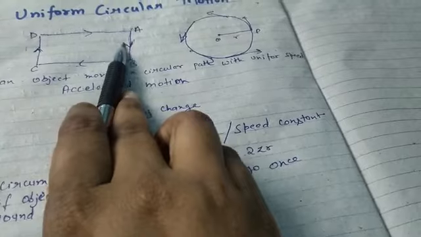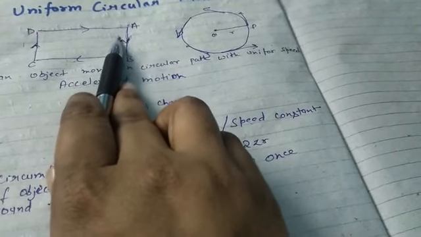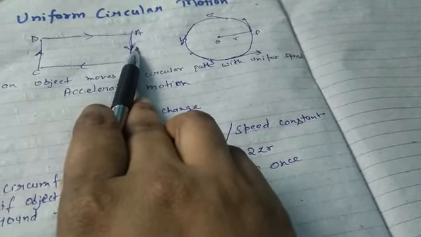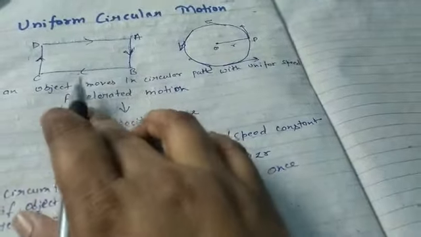Now come to uniform circular motion. So what is uniform circular motion? When we talk about uniform straight line motion, speed is constant and direction is also constant. From D to A, speed and direction both are constant, so this is uniform straight line motion. But when the object moves from here to here, the speed is constant but the direction is changed. That means the velocity is changed. And when we have a change in velocity, that means there is an acceleration. This motion is an accelerated motion.